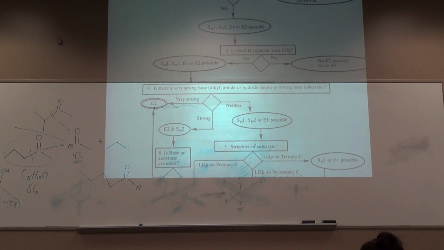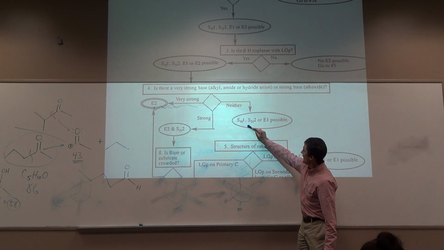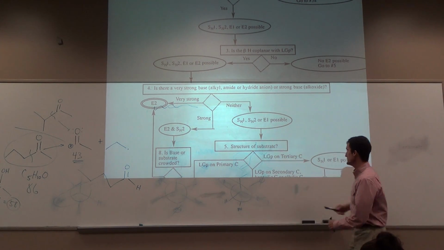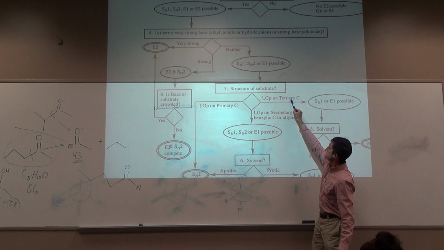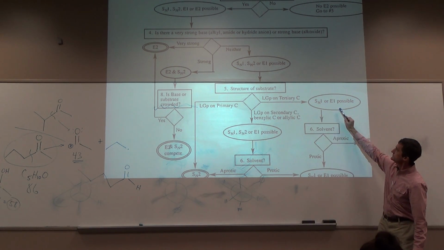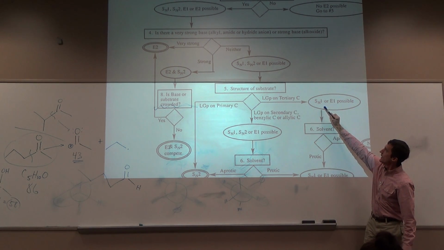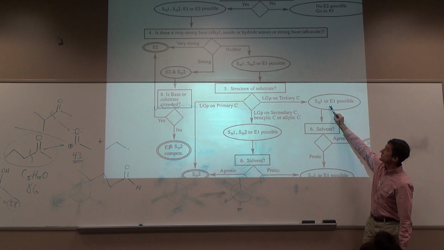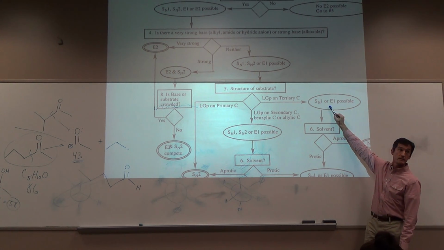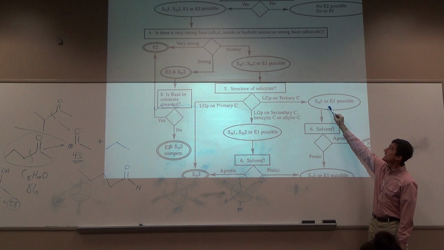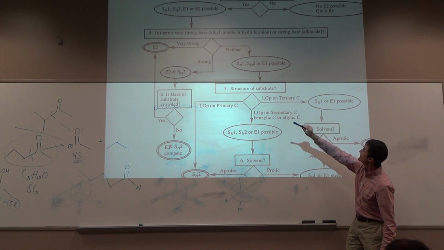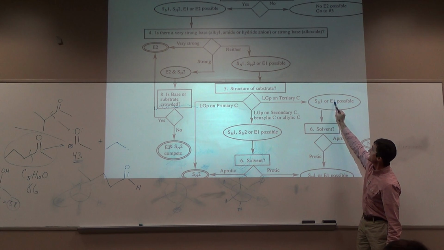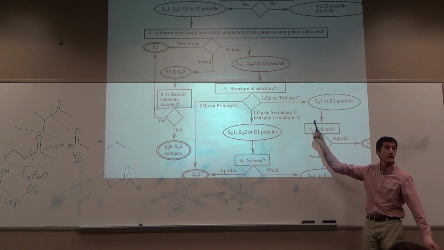Let's look over here. What about the structure of the substrate? If the leaving group is on a tertiary carbon, what do you think you're going to be doing? Are you going to be doing SN2? No, you don't do SN2 on tertiary. And it already eliminated E2 for a reason. So you're doing either SN1 or E1. We already knew that, right?